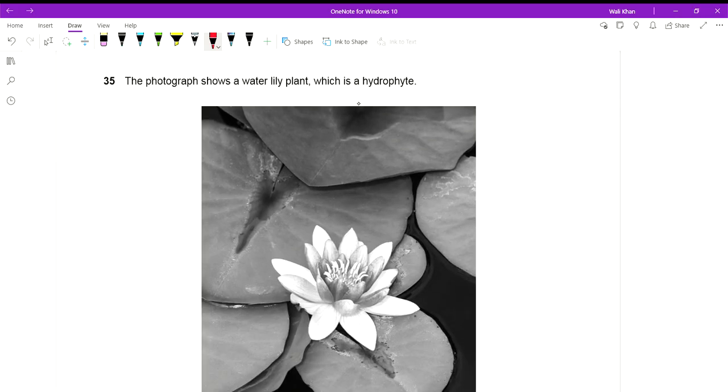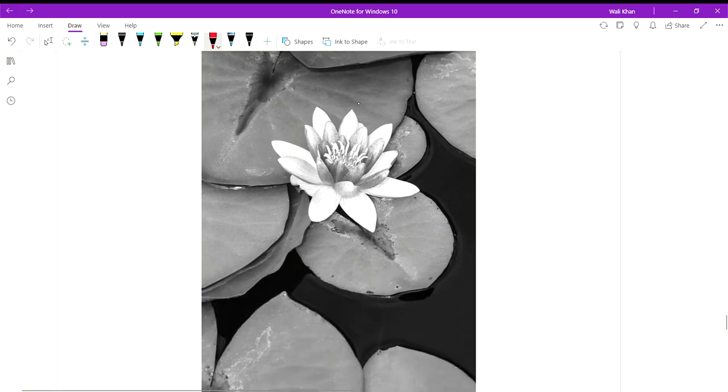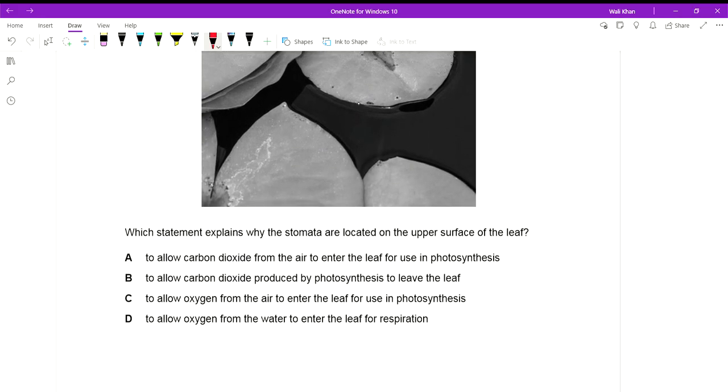The photograph shows a water lily plant, which is a hydrophyte. Which statement explains why the stomata are located on the upper surface of the leaf? To allow carbon dioxide from the air to enter the leaf for use in photosynthesis. Yes, first option is correct. To allow carbon dioxide produced by photosynthesis to leave the leaf. To allow oxygen from the air to enter the leaf for use in photosynthesis. To allow oxygen from the water to enter the leaf for respiration. So its option is A.